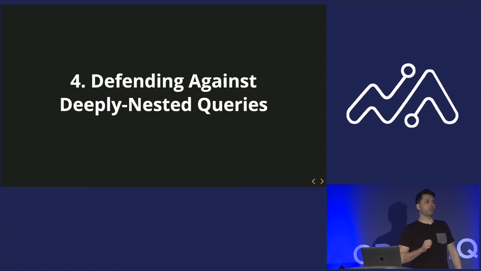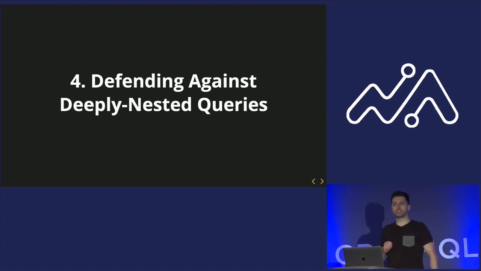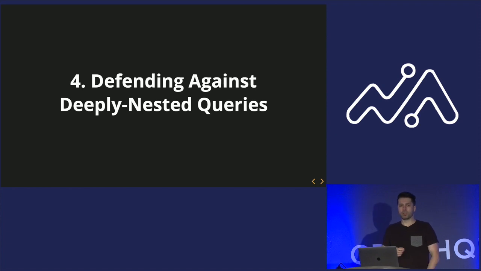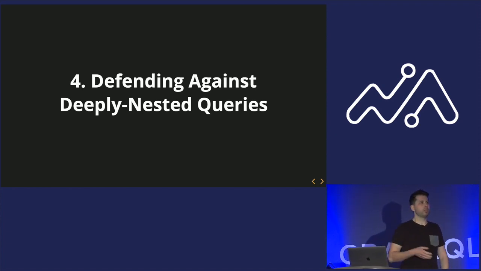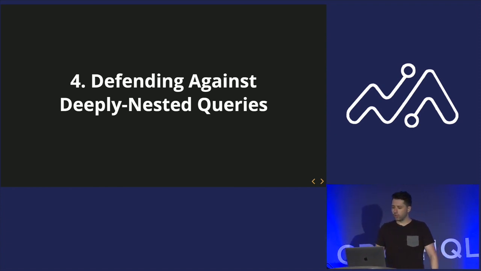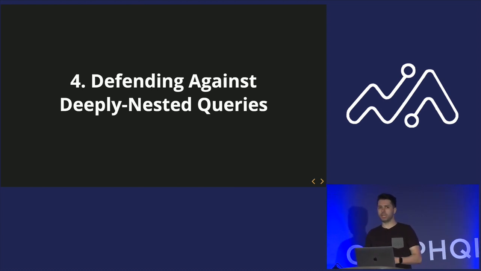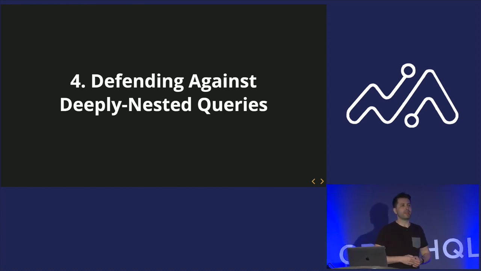So this last one we'll talk about, defending against deeply nested queries, is pretty interesting. There's a really good article put together by Max Stoiber. He's a developer that started a company called Spectrum. You might be familiar with him. He put together this article talking about things they came across that they wanted to defend against with their GraphQL API.